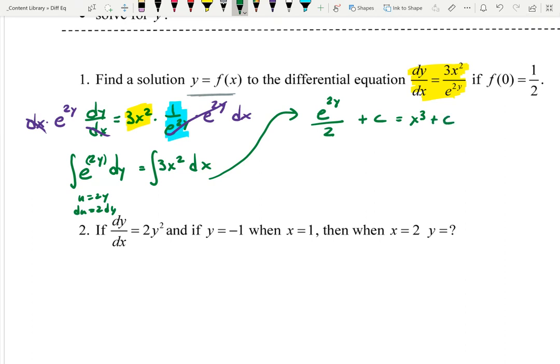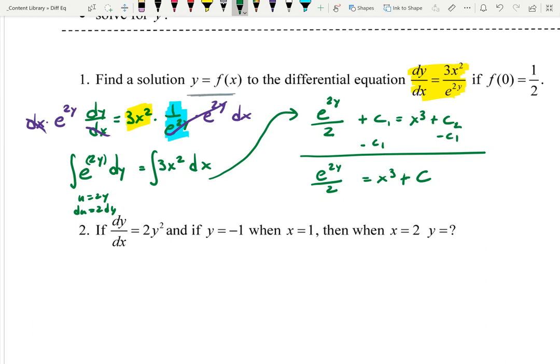c. Now, I can't have plus c on both sides because that is implying that it's the same c, and I really have no idea. So let's call the c on the left C1 and the c on the right C2. They're different. But if I just subtract C1 on both sides, I'm going to end up with e to the 2y over 2 is equal to x cubed plus C2 minus C1, which is some unknown constant minus some other unknown constant. Let's just call that C for an unknown constant.